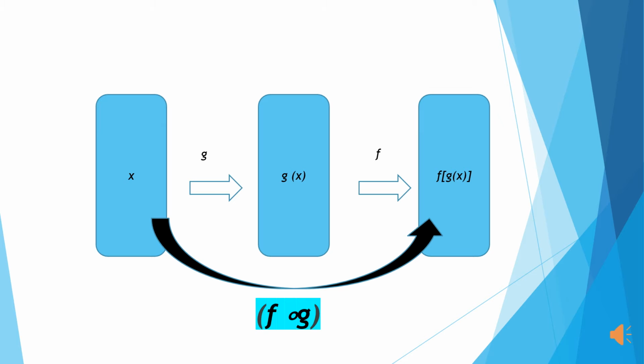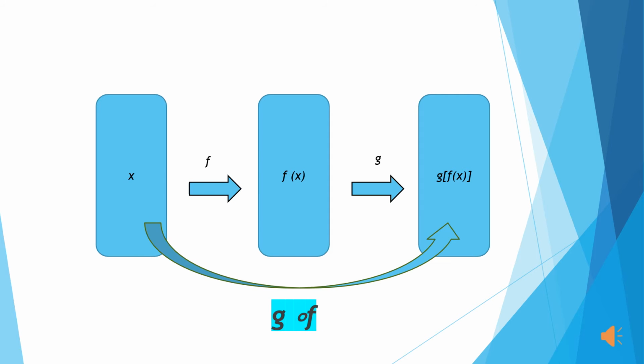This is an arrow diagram. So x is an object of function g and g(x) now is the object of function f. So we substitute g(x) into f(x). But for g of f(x), we substitute f(x) into g(x).